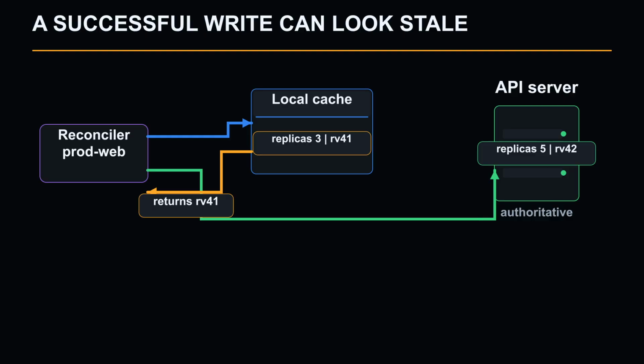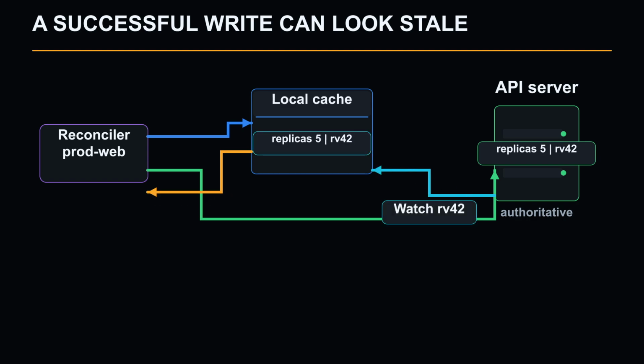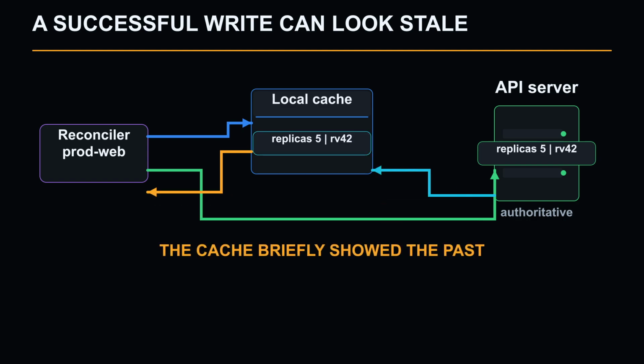Your write and your next read may travel through 2 different paths. The write goes to the API server. With the default controller-runtime manager client, the read normally comes from a local cache. That cache catches up asynchronously, so a healthy controller can briefly read the past. Let us see why and when it becomes dangerous, and how you keep the controller correct.